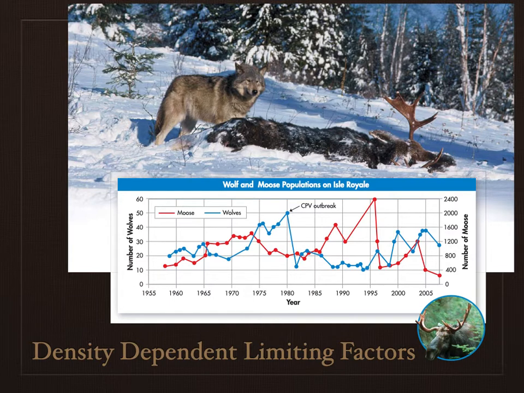Well, the predators continue to increase. The wolves increase. What's happening to the moose when the wolves increase? Moose go down because wolf got to eat, right? Well, then something occurs up here in the wolves. Their population is at an all-time high. There's 50 wolves living on this small island. There's a CPV outbreak. That's a disease that affects dogs and wolves, and the population just tanks.